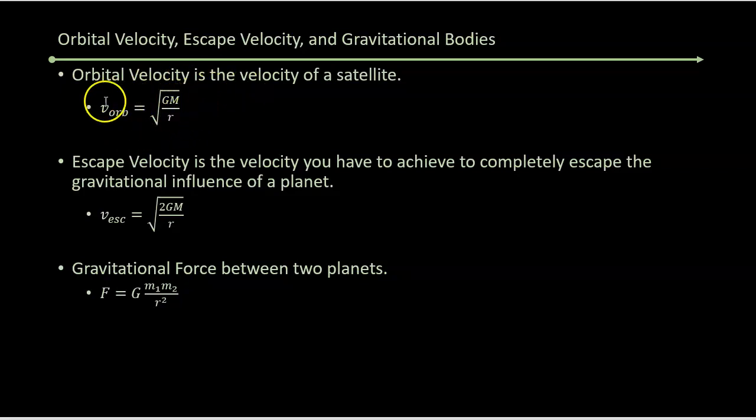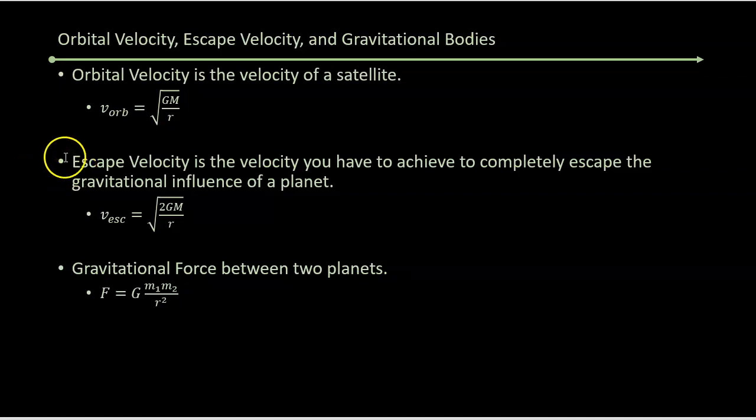Now, notice what's not here. The mass of the satellite is not here because the mass of the satellite, it turns out, does not matter. And this is a good thing because that means no matter what the mass of a satellite is, if we stick it out at the same orbit, those satellites will be going around the Earth at the same velocity. We don't have to worry about them running into each other.